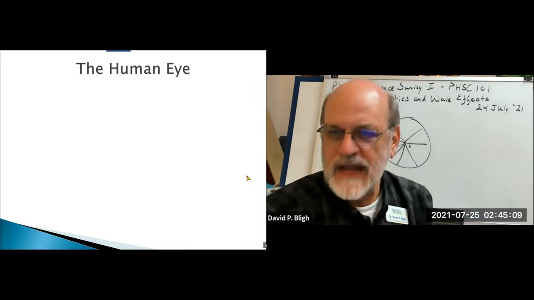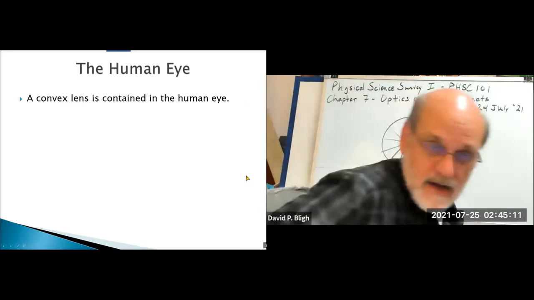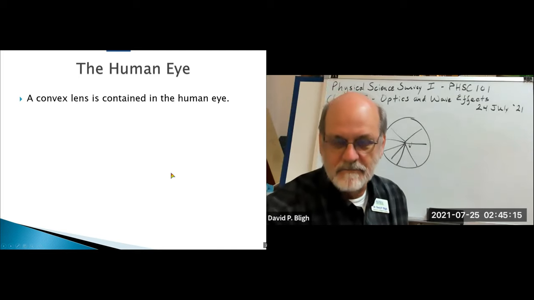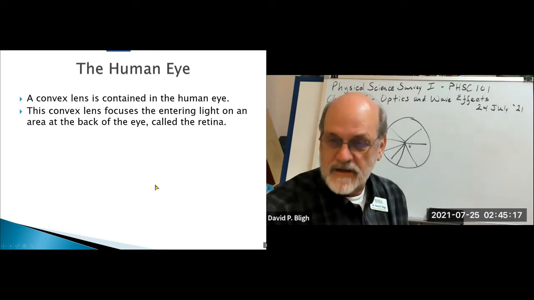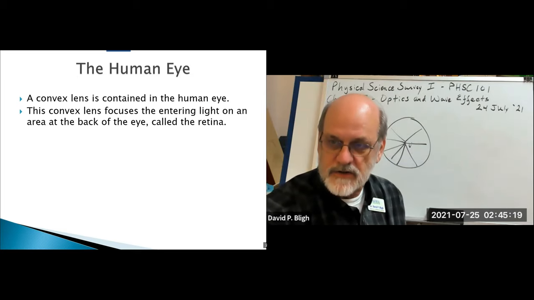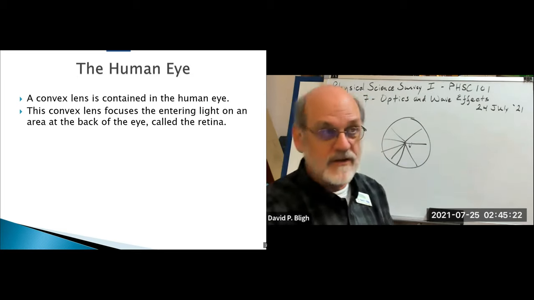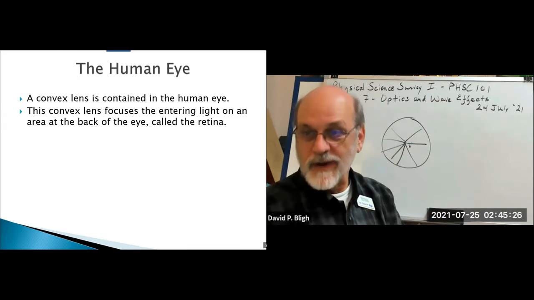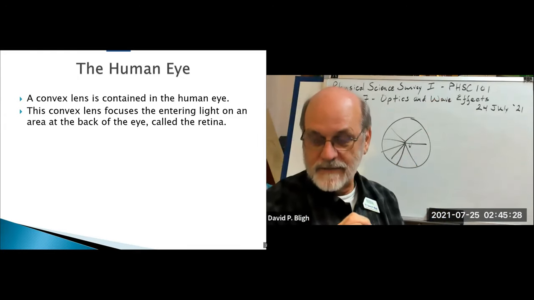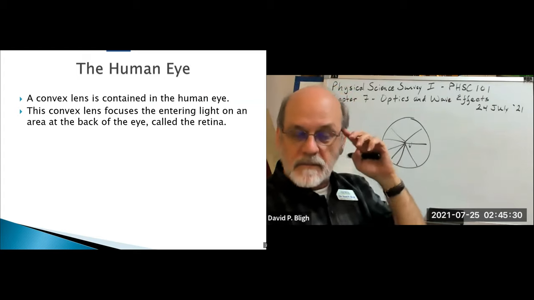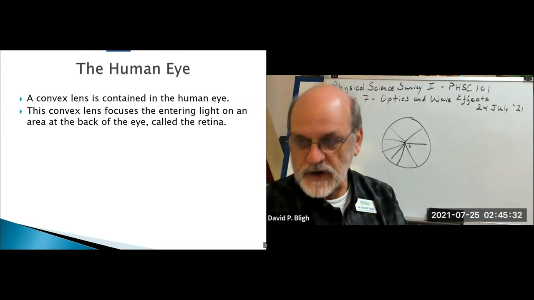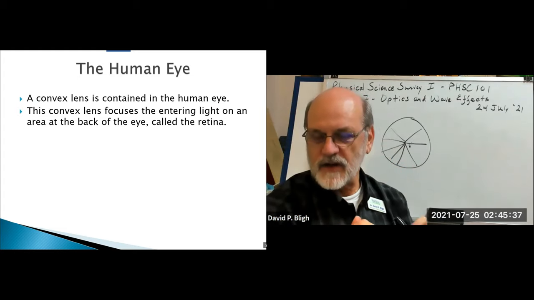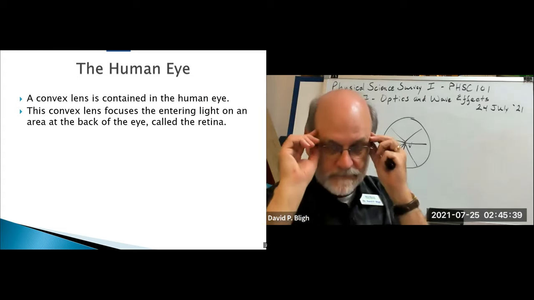All right, let's talk about the human eye. The human eye has a lens in it, a convex lens. Right? So it focuses a real image of the world onto the retina. Now, the retina is curved, right? So the lens can be spherical. And since the detector is curved, it corrects for that spherical aberration.